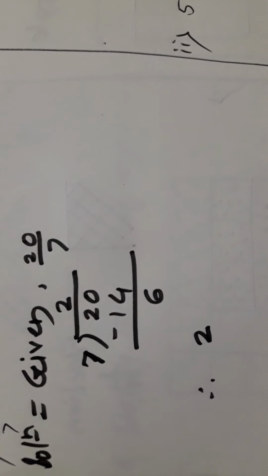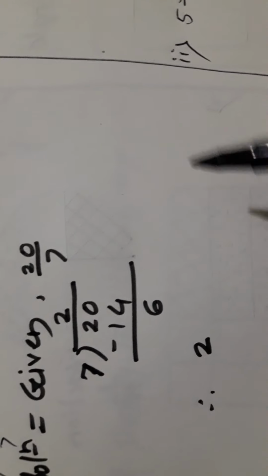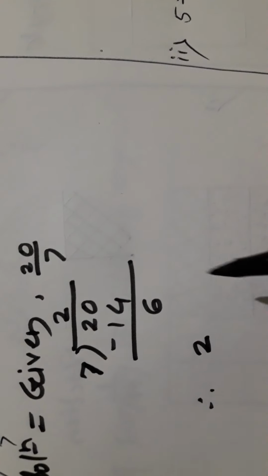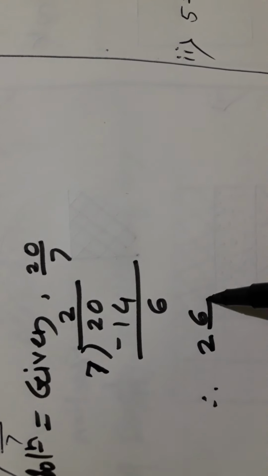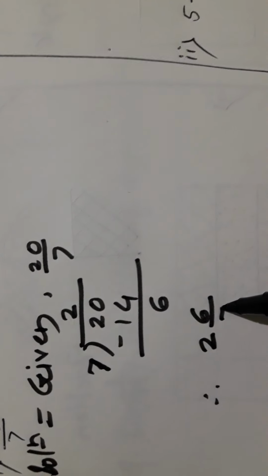2. What is the quotient? 2. Then what we have to write? Remainder upon divisor. What is the remainder? 6. And upon divisor, what is the divisor? 7.